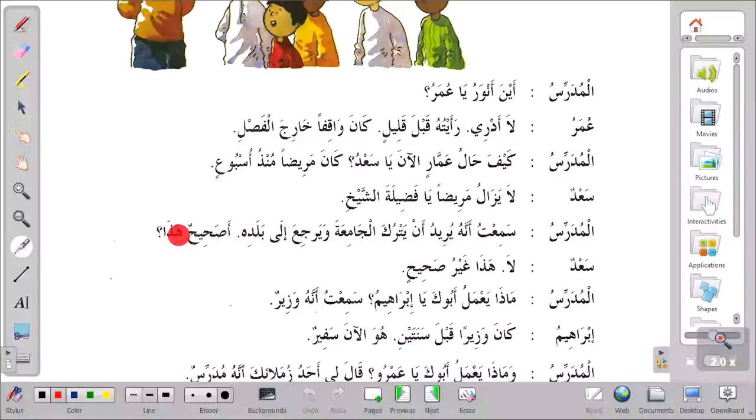Asahihun haza, is this true or is this correct? The teacher is asking, is this true? Sa'ad answered by saying that la haza ghayru sahih, haza ghayru sahihin. No, this is not true.